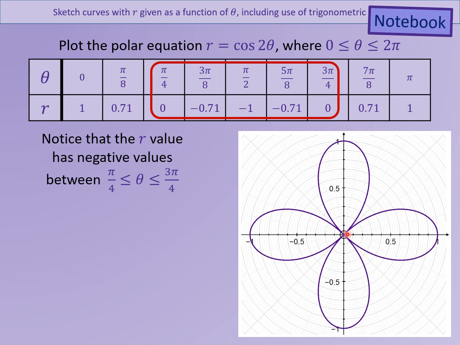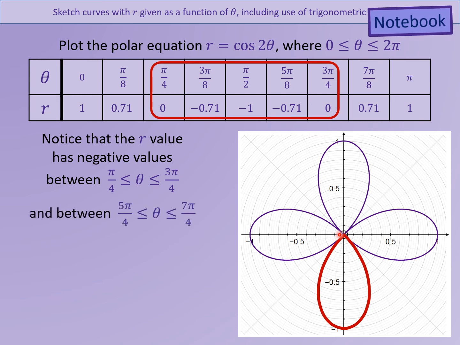So what's actually happening is we are drawing part of the curve in the opposite direction to the angle that we are considering. So actually the part of the graph corresponding to theta being between pi by 4 and 3 pi by 4 is the loop below. When we reflect the curve so that we can draw the other half of it, so the values from pi to 2 pi, we will get another set of negative r values. This is for theta between 5 pi by 4 and 7 pi by 4, which is this theta value to this theta value, and this corresponds with the top loop of the curve.